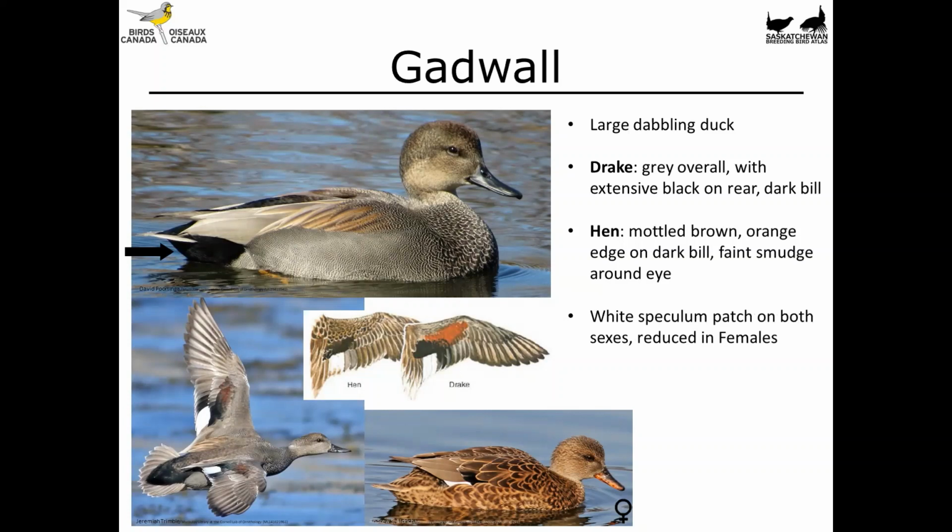The hen Gadwall, much like the hen mallard, is mottled brown. This bird also has an orange bill, but it's mostly on the edge of the bill, and the rest of the bill is quite dark. And they have a faint smudge around their eye. The white speculum patch is found on the wing of both sexes, whereas the male has this nice cinnamon color up on the wing.